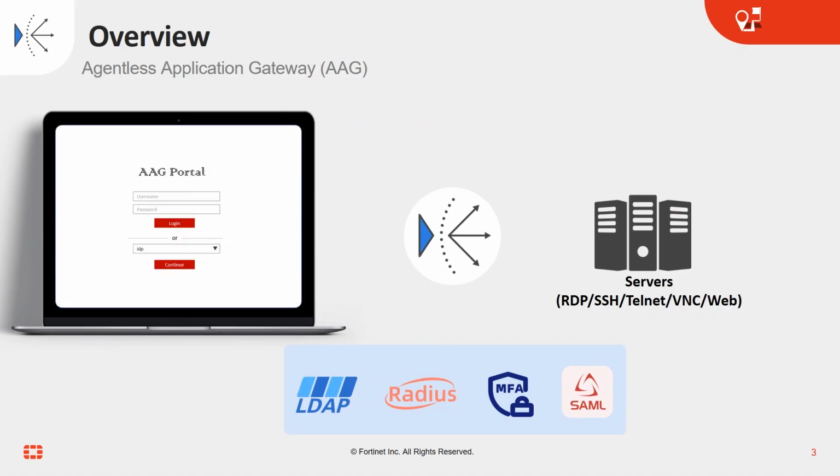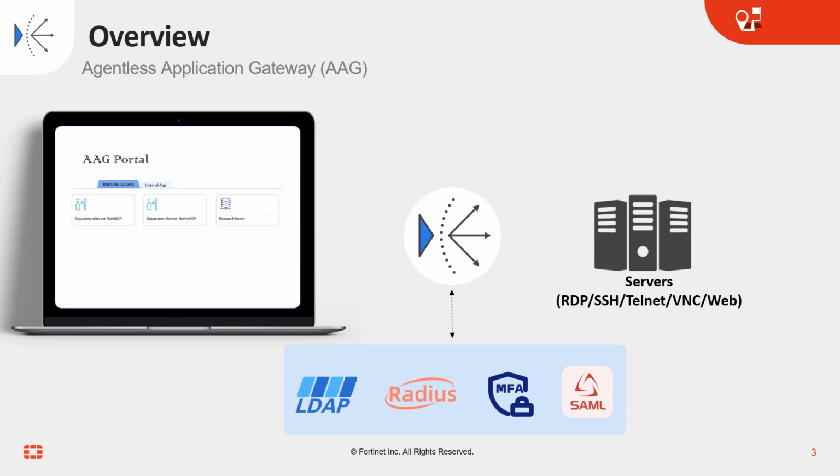Let's take a look at the traffic flow of AAG. A user begins by opening a browser and navigating to the AAG portal URL. When the user submits login credentials, FortiADC sends an authentication request to the configured authentication servers such as LDAP or IDP providers. Once authenticated, the user sees an app portal containing app bookmarks that correspond to the resources they are authorized to access. After the user selects an app bookmark, FortiADC initiates and maintains the server-side connection to the backend resource, ensuring the internal servers remain protected and reachable only via the gateway.